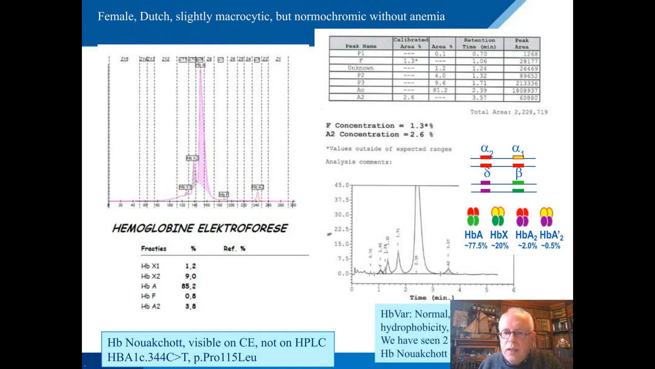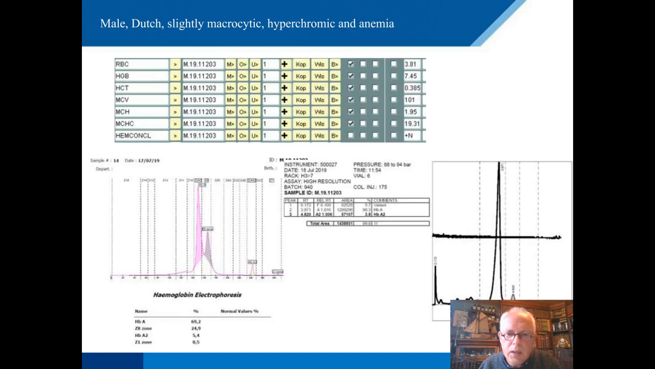On HbVar, the website where the hemoglobin variants are presented, it is 25%, it's unusually hydrophobic, and no clinical consequences are related to it. Well, we have seen 2 Dutch families with this hemoglobin NUAC shot, and that gives about 9% of hemoglobin X.